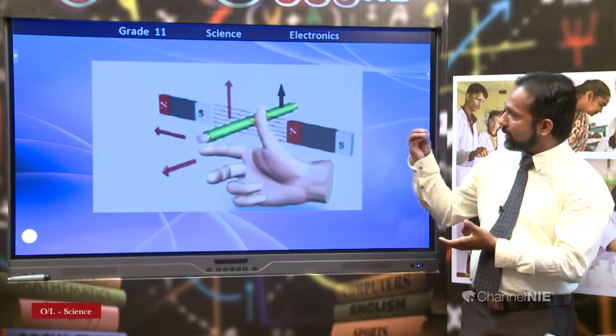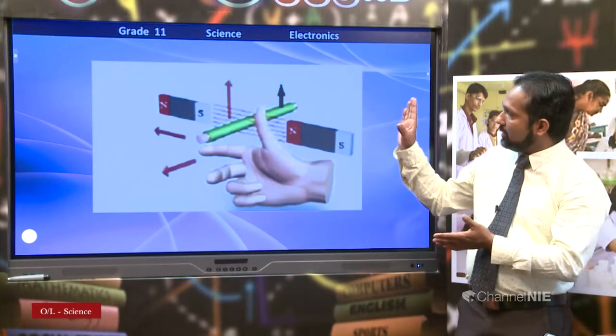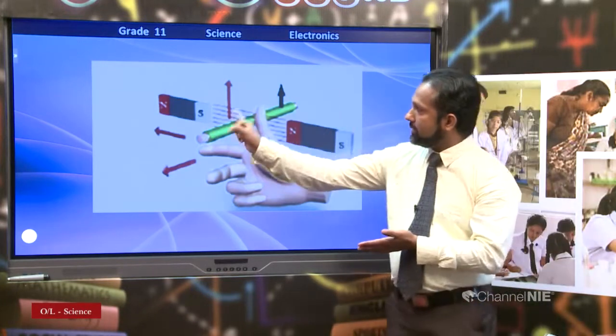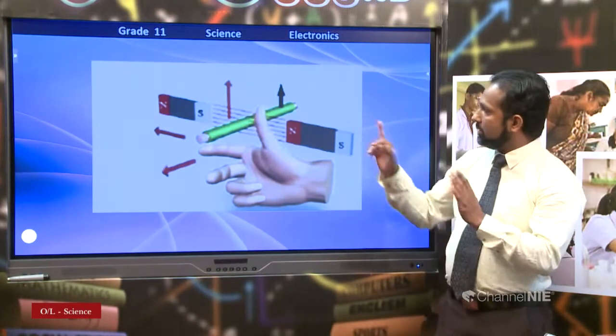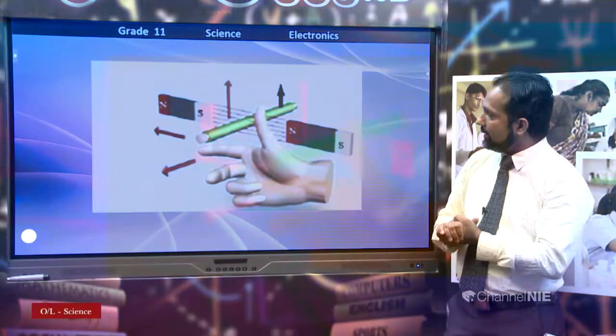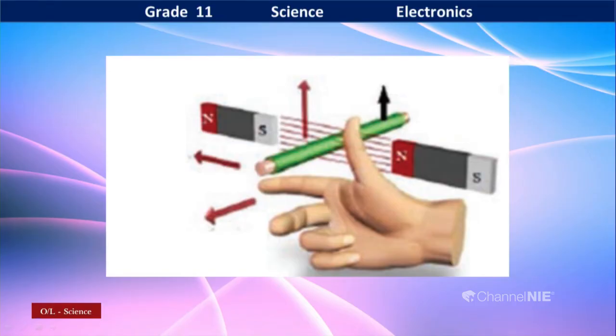Right. As you can see here, this is a bar magnet, this is another bar magnet, this is North Pole, South Pole. Magnetic field acts from North Pole to South Pole. The green color conductor is moving in the upward direction. We have to use our right hand as shown in this diagram.